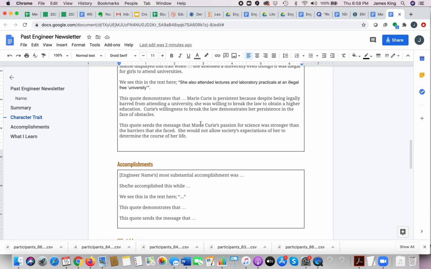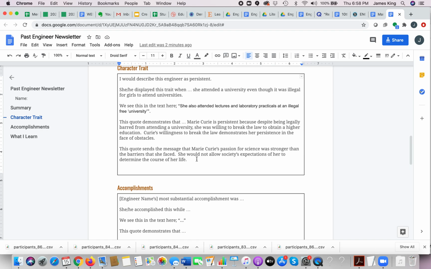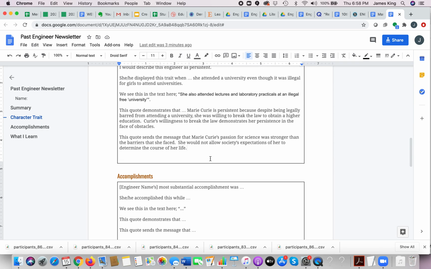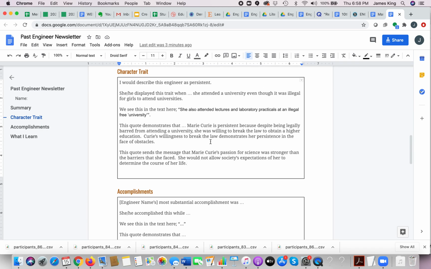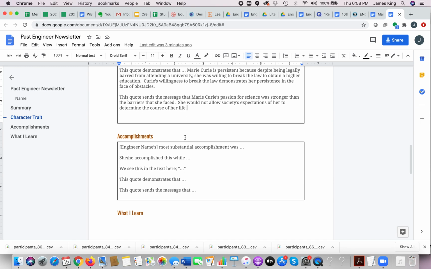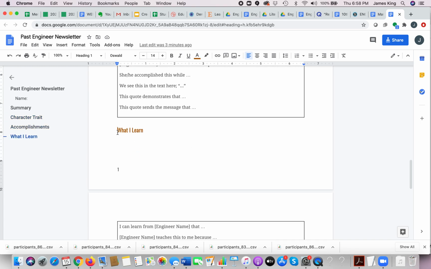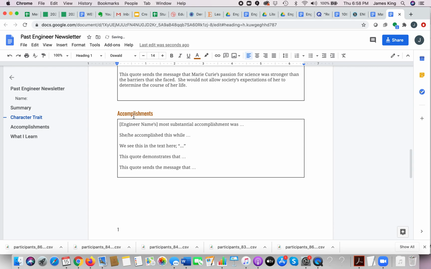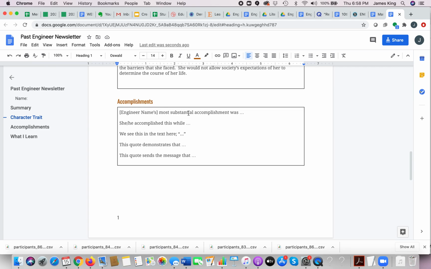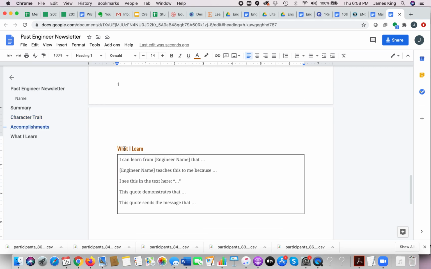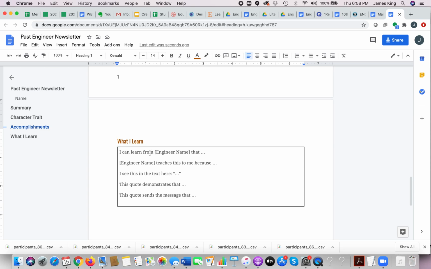Now, after you're done with that, and I want to see your character trait paragraph, you can use the quote I took, but I want you to write this in your own words. You can copy my ideas for this paragraph, but use your own words, please. Now, after that, down here, you're going to identify the most substantial accomplishment that Curie made, and then same paragraph structure, and then identify what you learn from Marie Curie, right? So what do you learn from her?